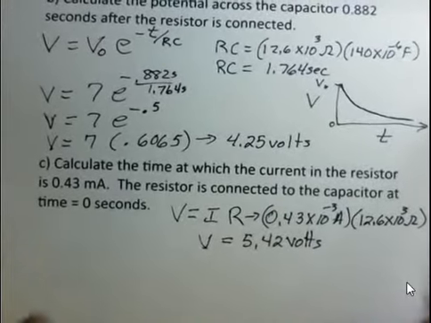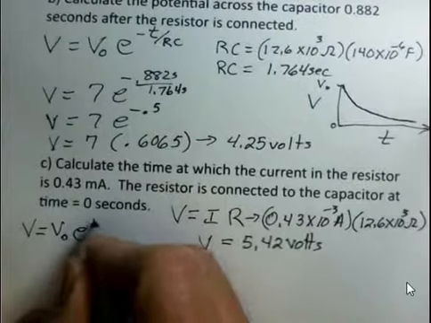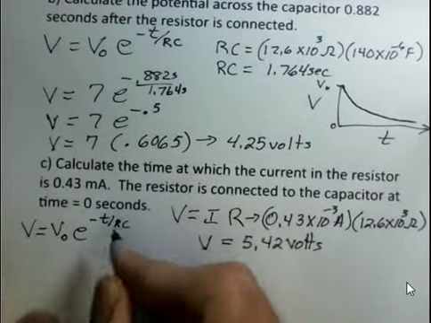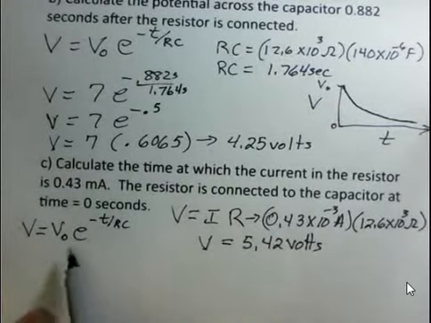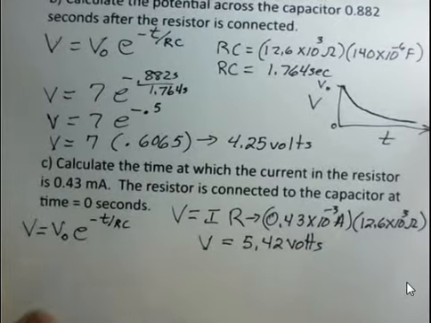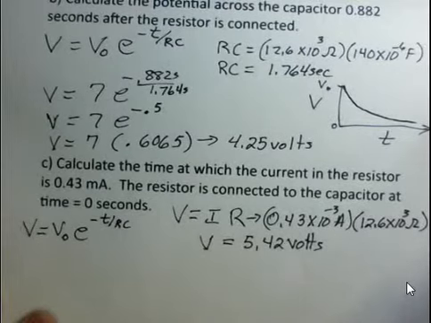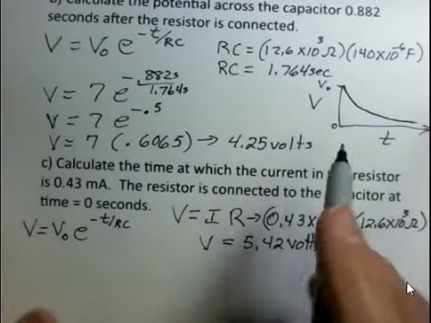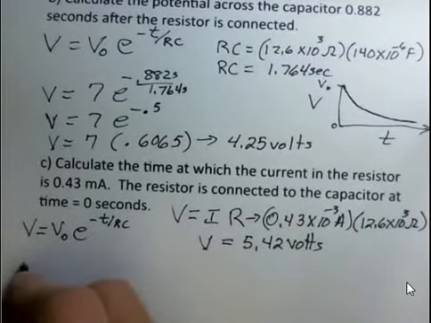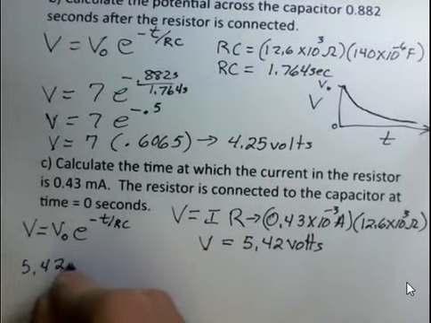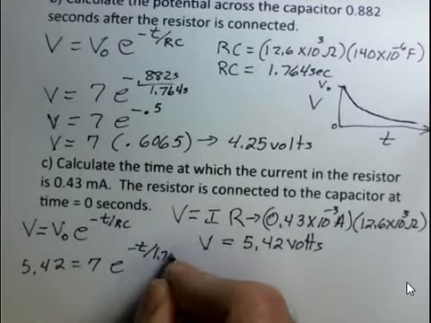And now we can go back to our RC equation. We want to calculate the time. We now know the voltage at this particular time. Again, we know V0 is 7 volts when the capacitor is charged and then connected to the resistor. 7 volts we start with. We already know the RC number, 1.764, so we'll reuse that. So let's go ahead and start the process here. 5.42 volts equals 7 e to the minus t over 1.764.